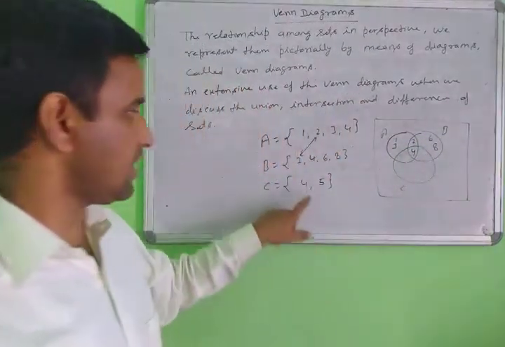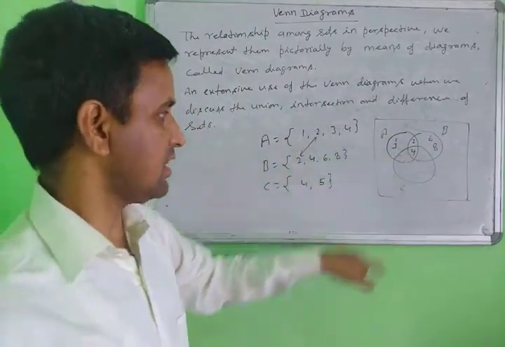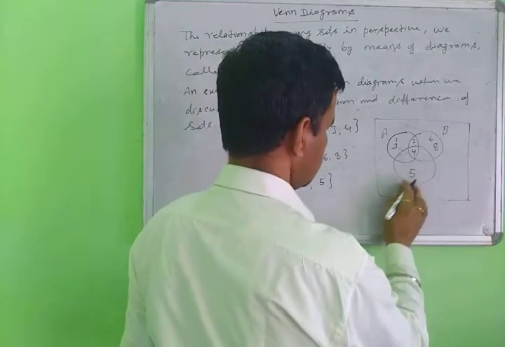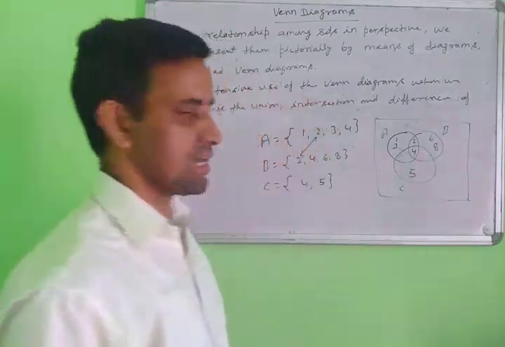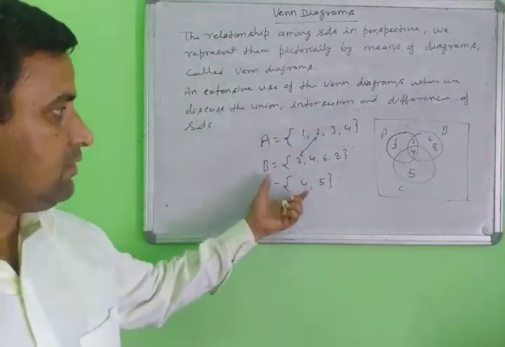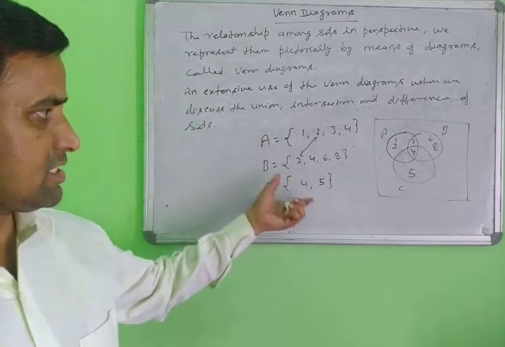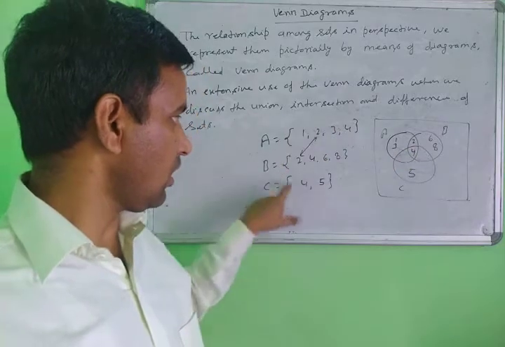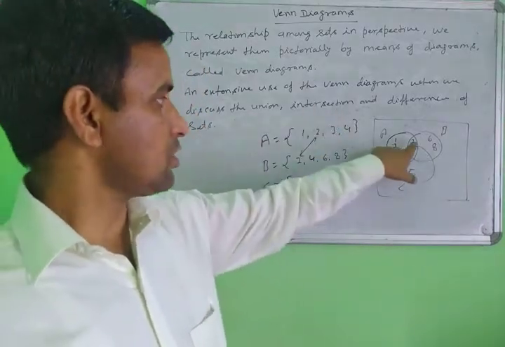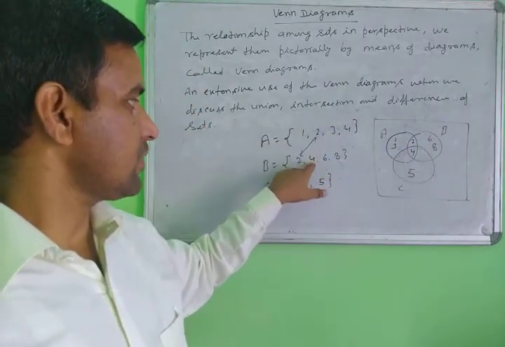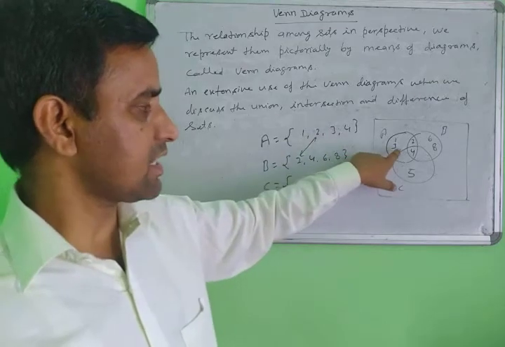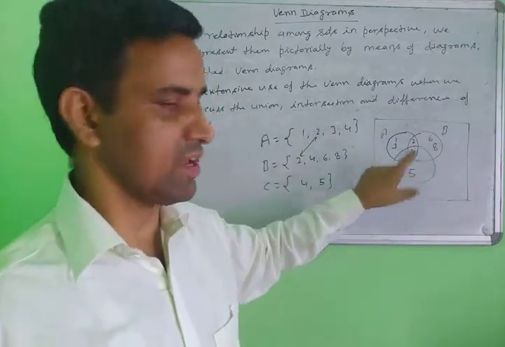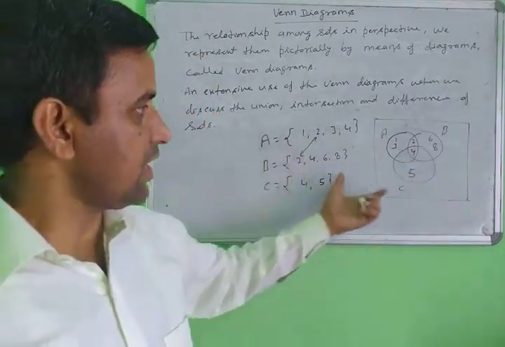And what elements are left here? 4 and 5. 4 is already written, so you write 5 here. This is the segregation of the elements of A, B, C on the Venn diagram. 4 is the common element of all. 2 is the common element of A and B. And the rest I write separately: 1, 3, 6, 8 and 5.